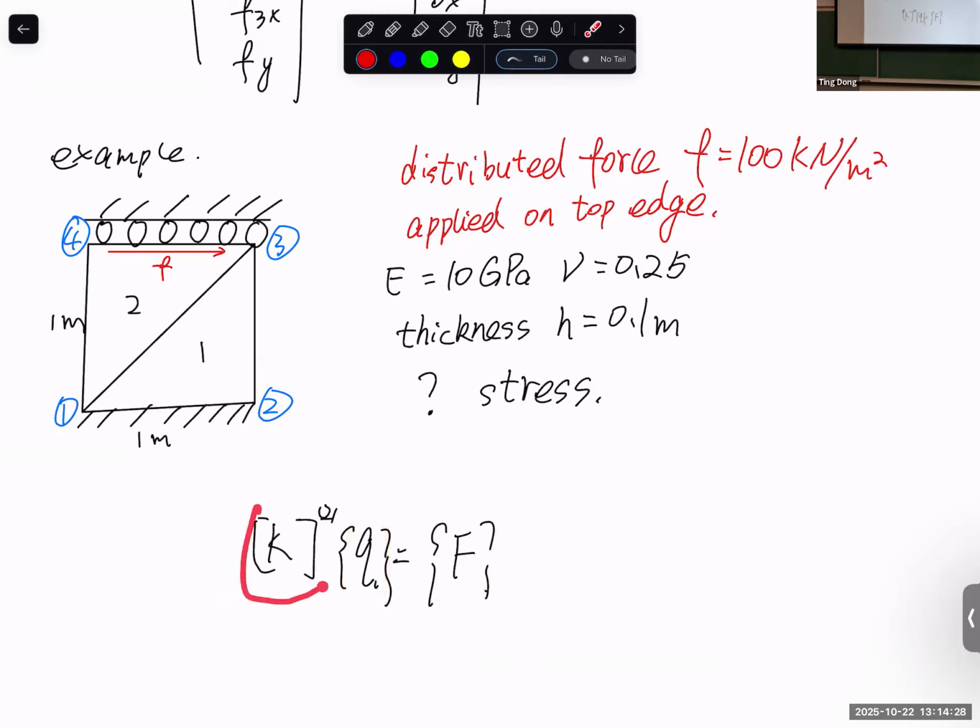So we find the K stiffness for the second element, and on these two edges we can have the force vector based on the uniform distributed force on this edge, and we solve for U3, U4. Is this correct or not? Who said no? Why?